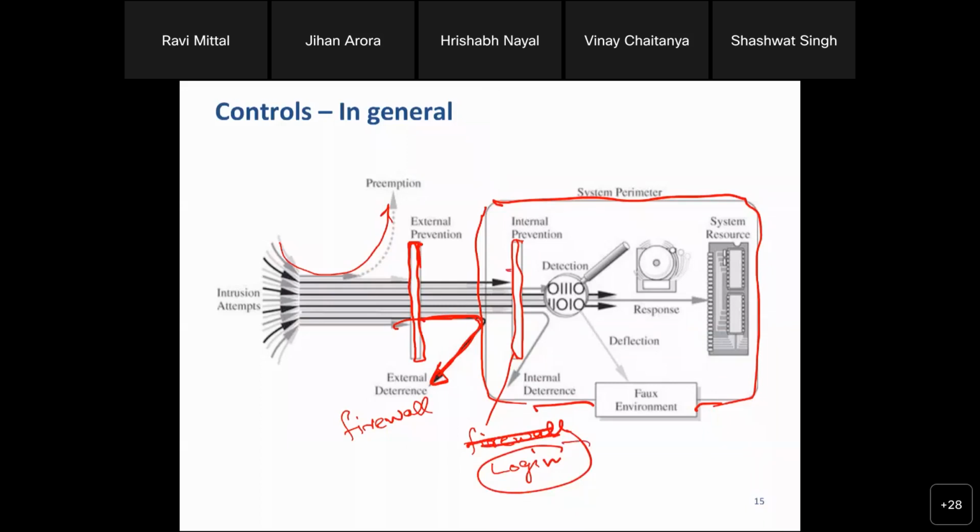And even if some intruders are able to get in, they should be detected, or they can be deflected somewhere and taken care of. If detection is not possible, then they can actually harm the system. But sometime or other they should be detected, and a corresponding recovery mechanism should take place.